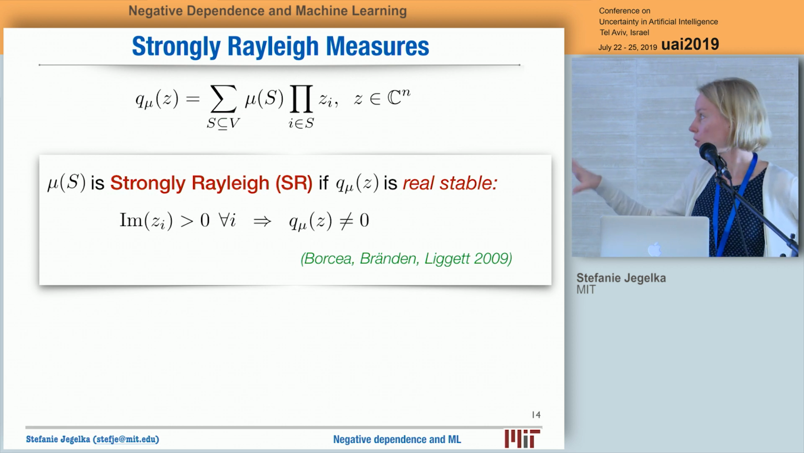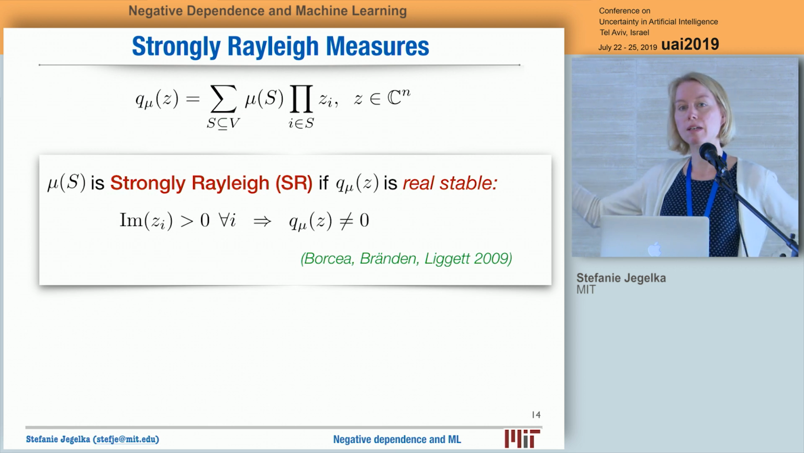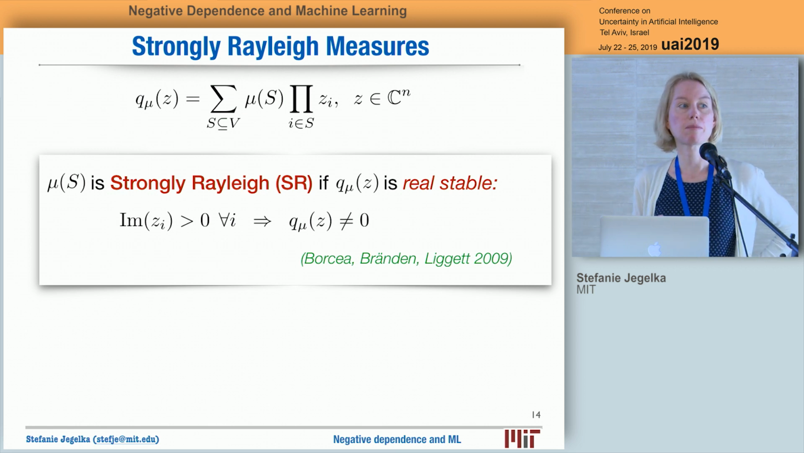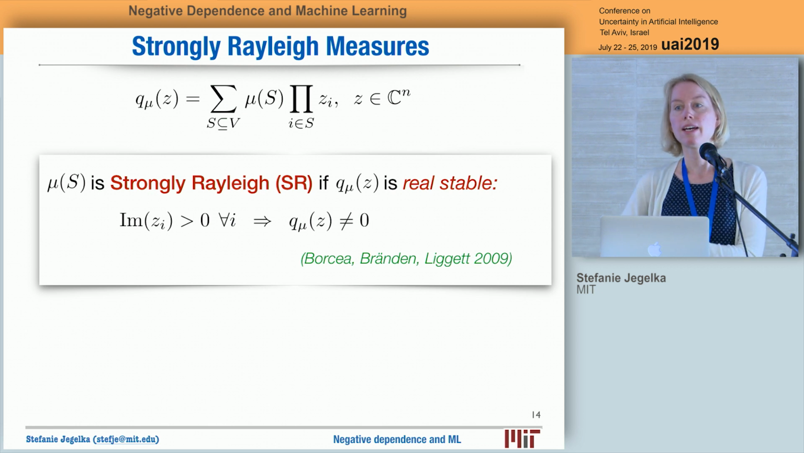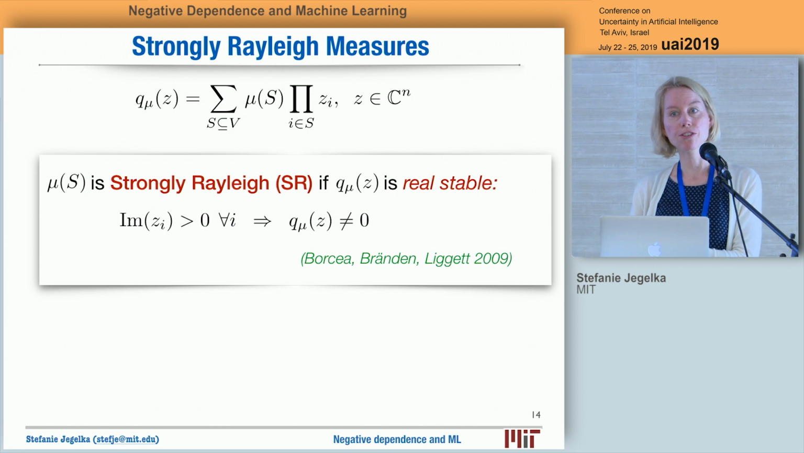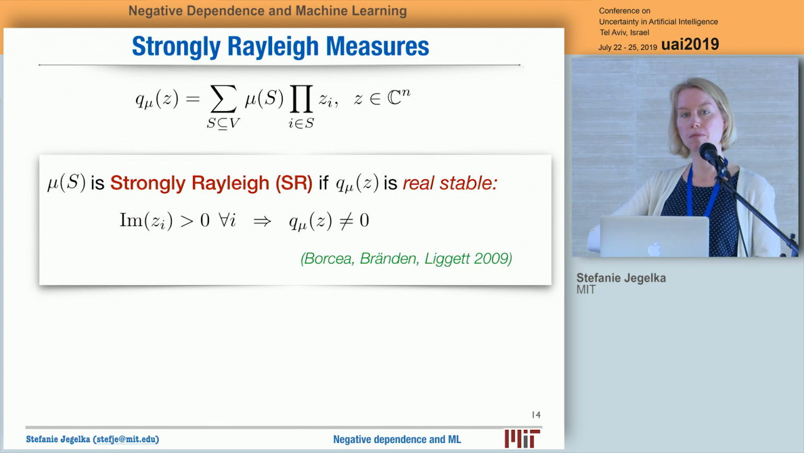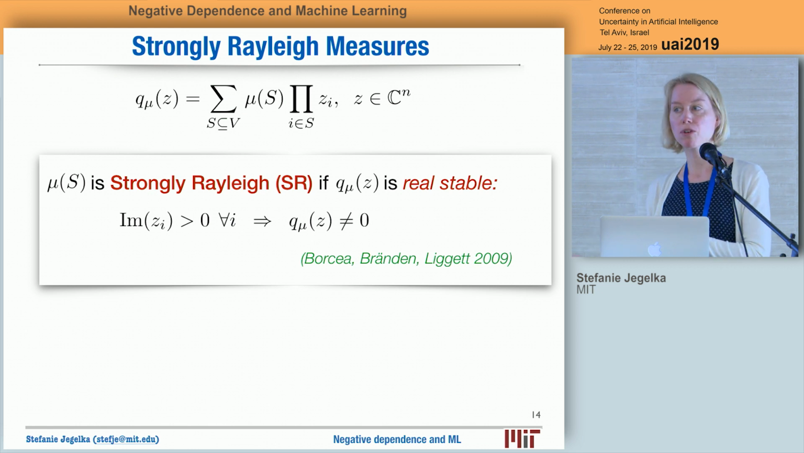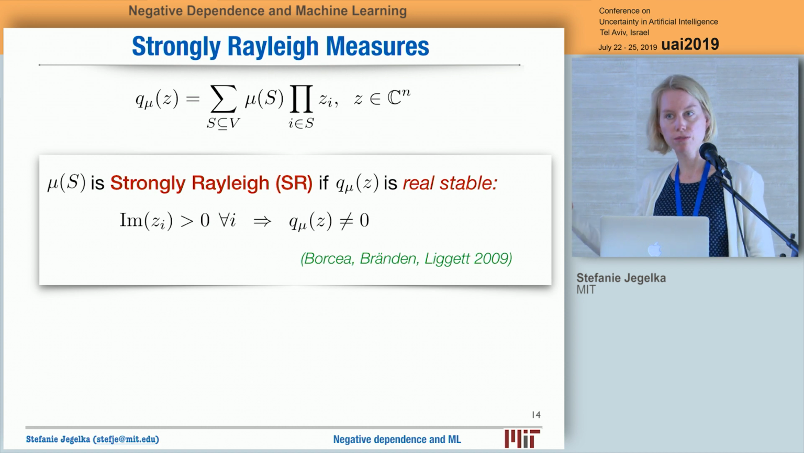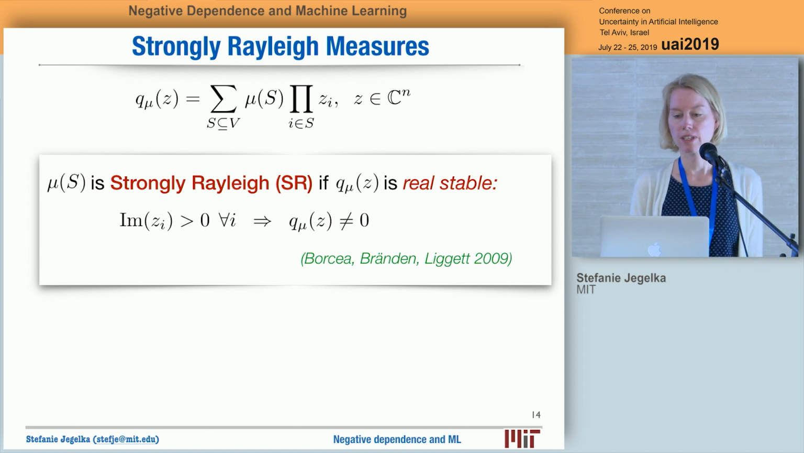Now, why is this also particularly useful? Real stable polynomials are very well studied in mathematics. We know what kinds of operations we can do on the polynomial and still retain this property. And all of these operations actually correspond to operations on my distributions that are going to give me some new distribution. An example of this is conditioning and marginalization. Among several others, we will see one more example.